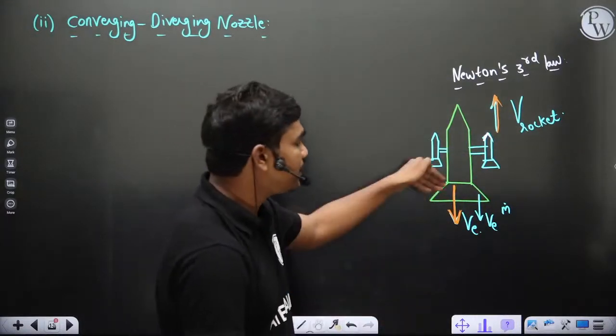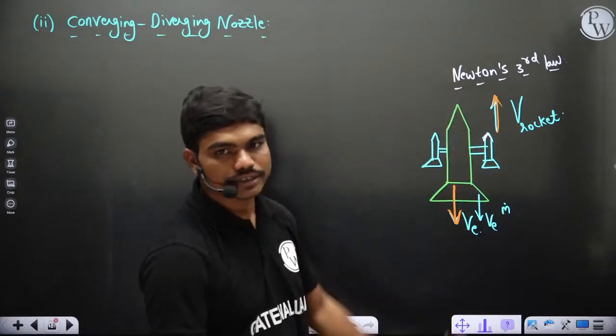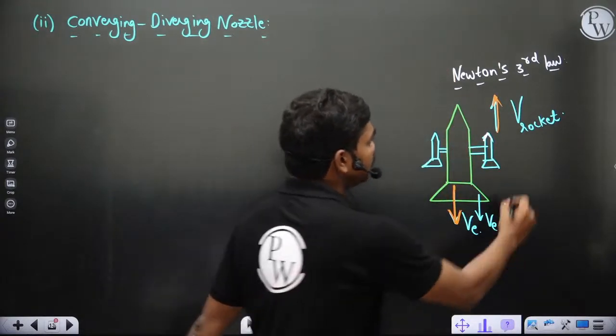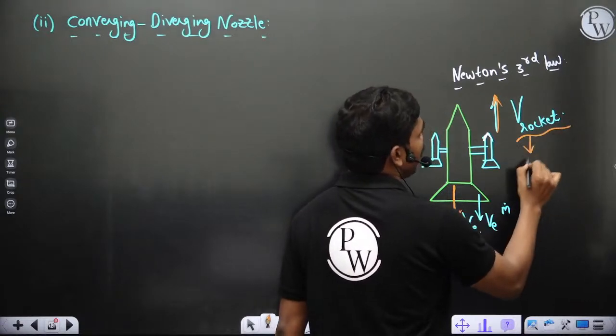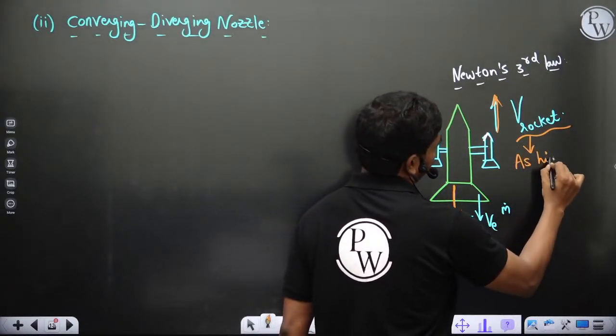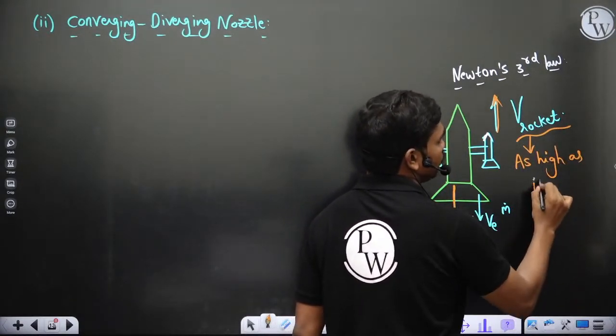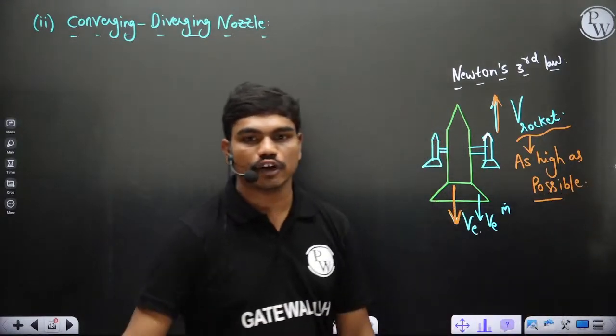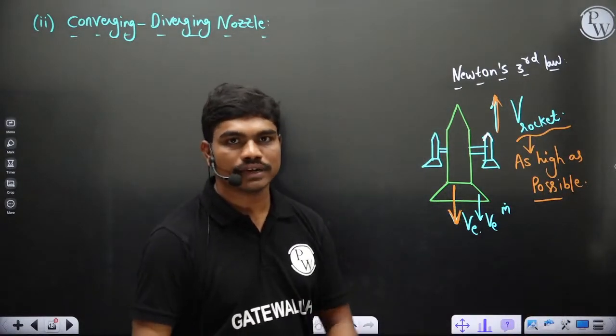Yes or no? If the exit gas velocity is higher, then definitely the rocket motion will be faster. Now, obviously the rocket velocity has to be as high as possible, at least once it crosses the atmospheric belt, and after that its velocity has to be as high as possible to defy the gravitational belt.